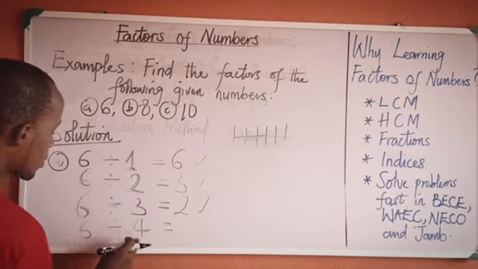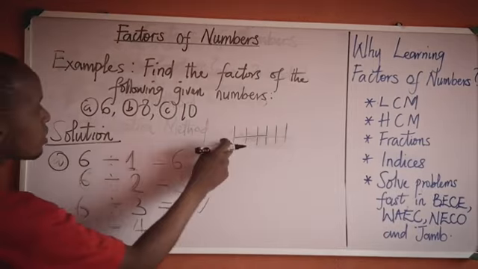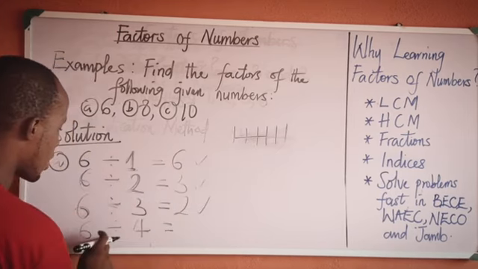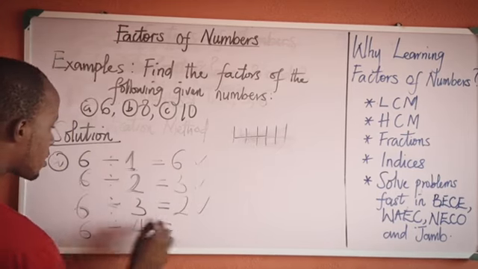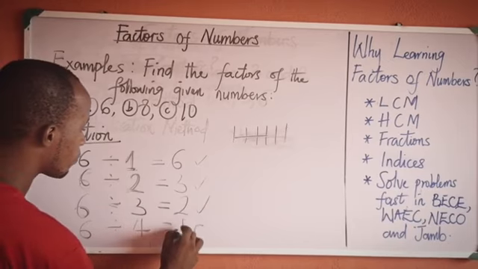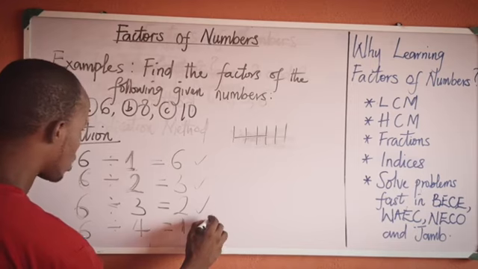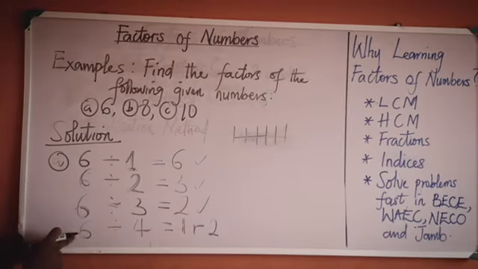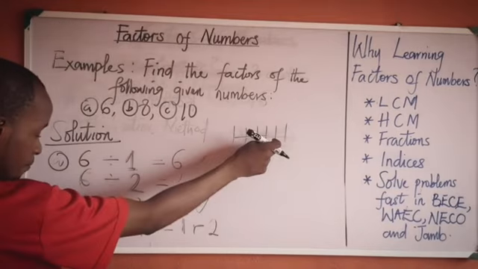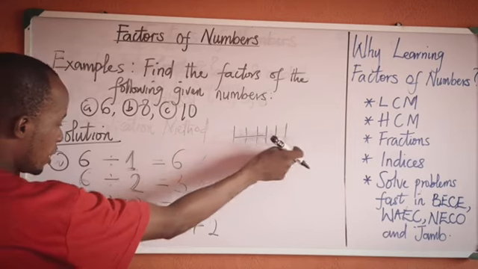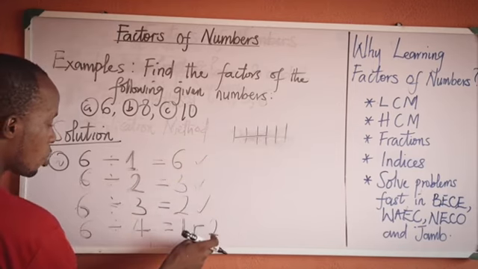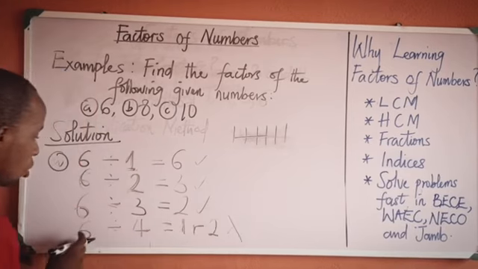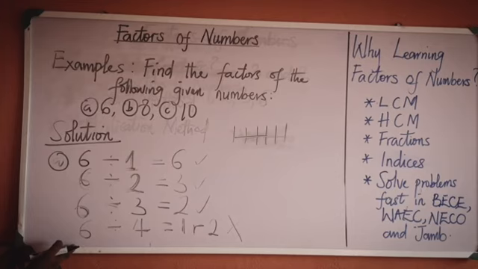You can see that 4 divides 6 one time, and there is a remainder of 2. So we can say that 4 divides 6, 1 time, remainder 2. Since 4 did not divide 6 equally, there is a remainder of 2. So we can see that 4 is not a factor of 6.